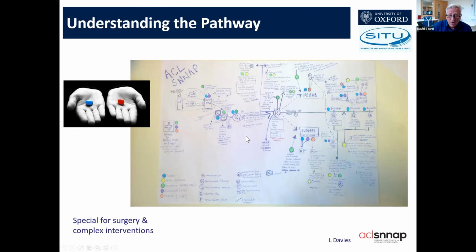This is an early diagram from ACL SNAP from Dr. Loretta Davis, who is the portfolio manager here now. But this is what we tend to do with our studies. We look at every decision angle point in this so that we understand what's going to happen. And when you map and template a trial to it, you've got understanding of it.